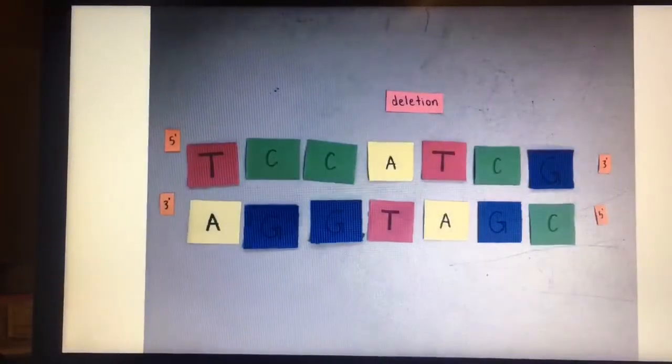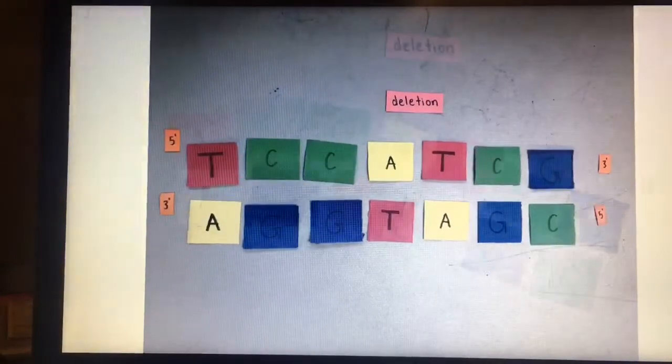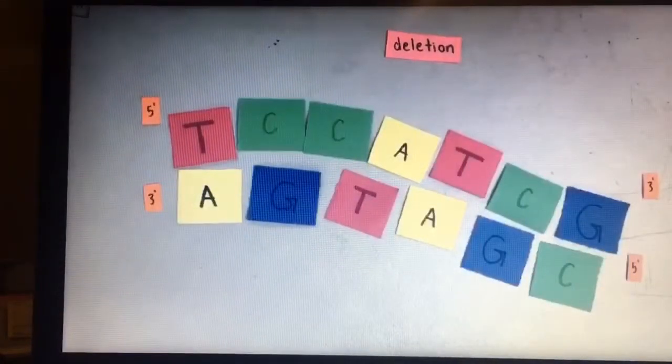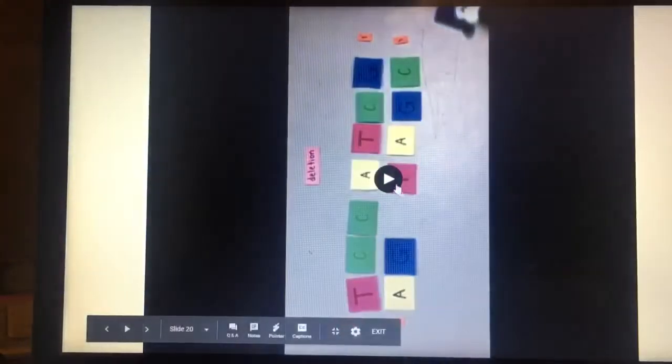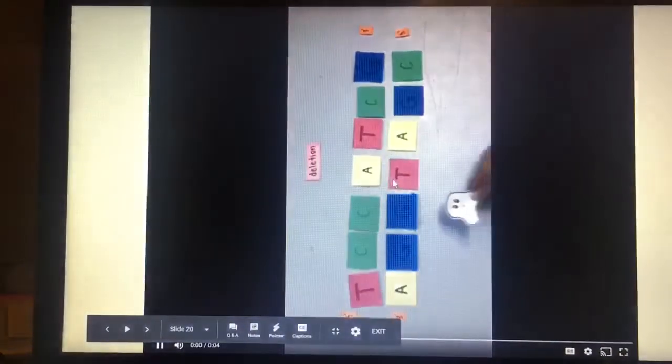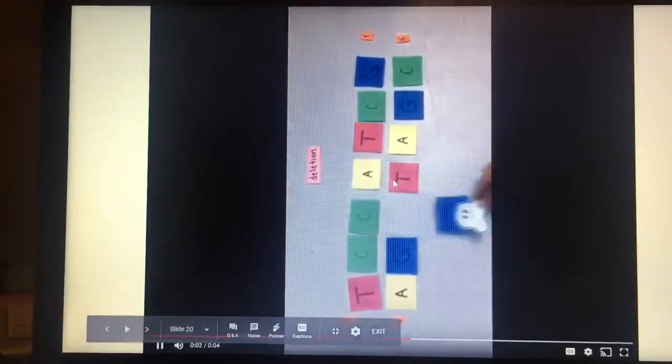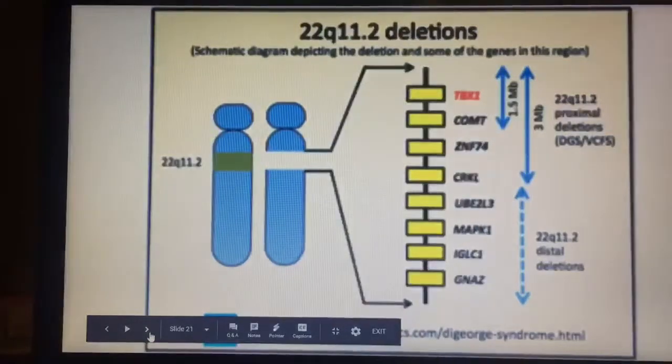Finally, we have deletion, which is a mutation that removes one or more nucleotide base pairs. A disease resulting from deletion is 22q deletion syndrome, caused by deletion of some bases in chromosome 22. This disease is characterized by cleft palate, heart defects, and autoimmune disorders.